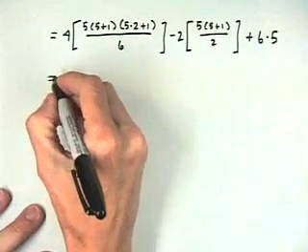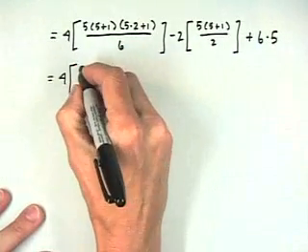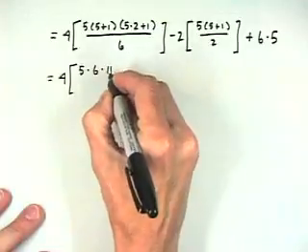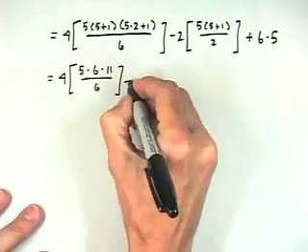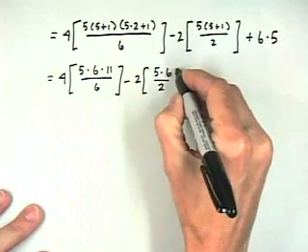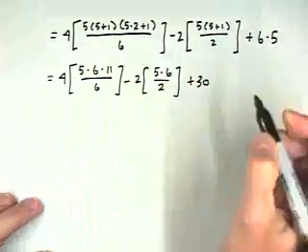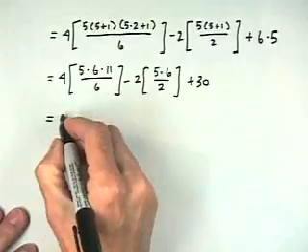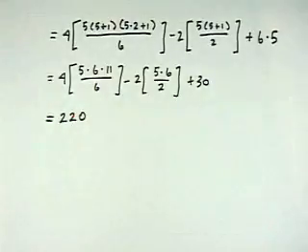Let's do one simplification step and then use a calculator to help. What we want to write down is 4 times 5 times 6 times 11 over 6 minus 2 times 5 times 6 over 2 plus 30. Now using a calculator to simplify, this comes out to 220.